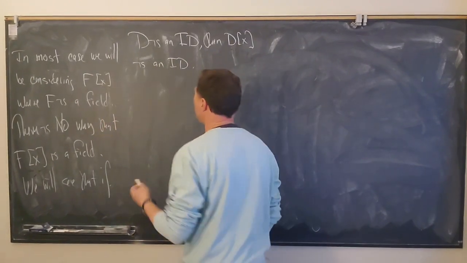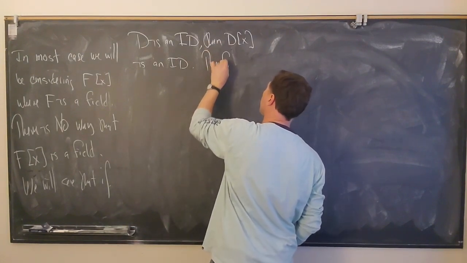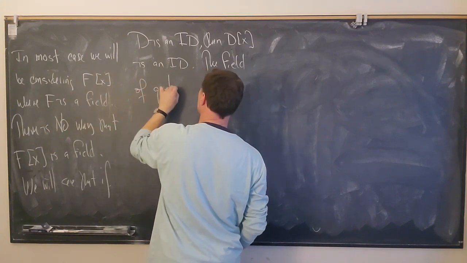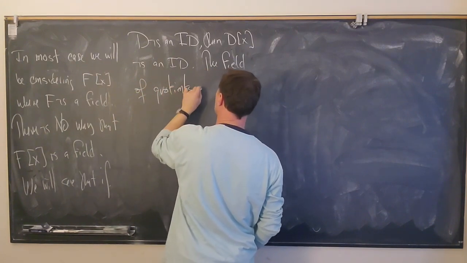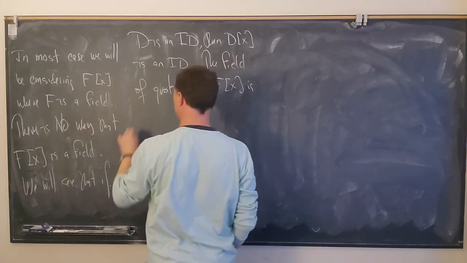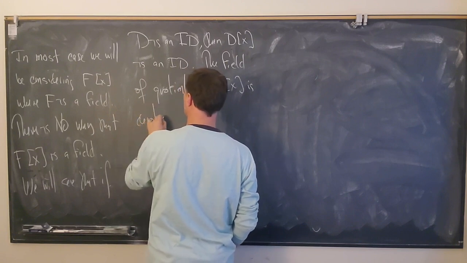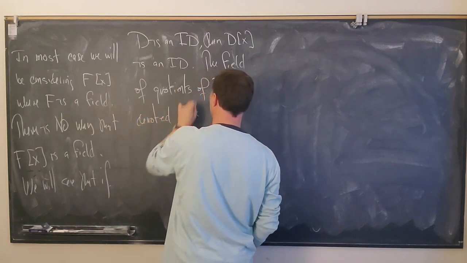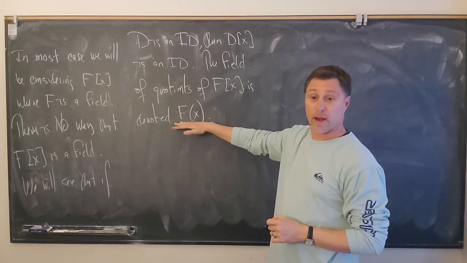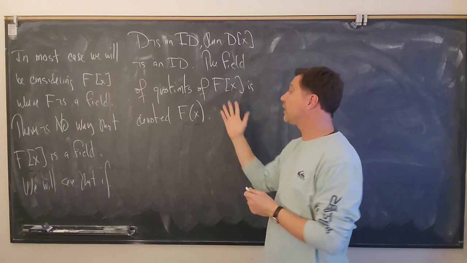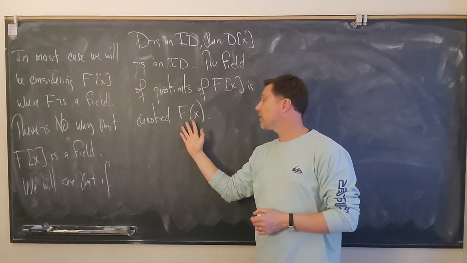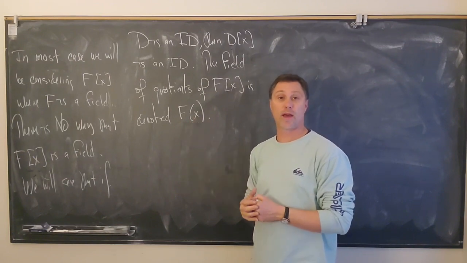All right, so the field of quotients of F[X] is denoted F(X). So there will be times when we want to study this ring right here. Remember, anytime you have an integral domain, in particular F[X], there's a corresponding field of quotients. This will be the notation for the field of quotients of F[X].